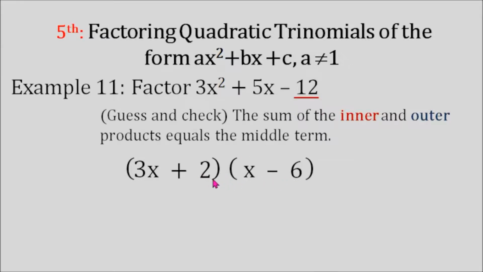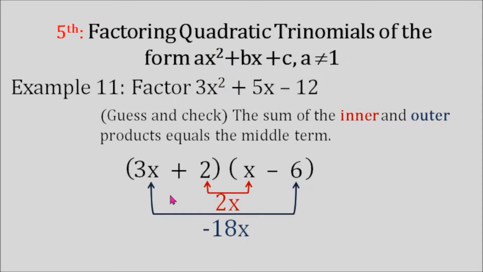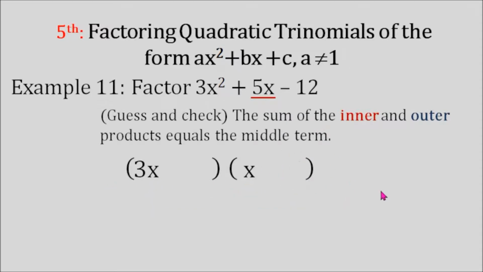And let us check. The inner product, that's 2 times x, that's 2x. Then the outer product, 3x times negative 6, that's negative 18x. So if you are going to add 2x and negative 18x, it's not equal to 5x. So these are wrong factors. So we will guess again. So this is our second guess.